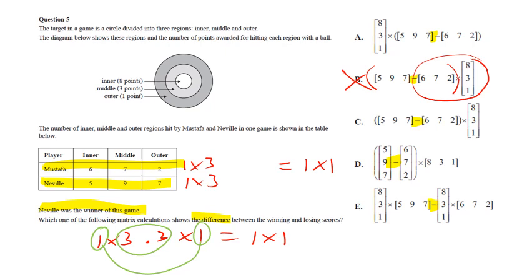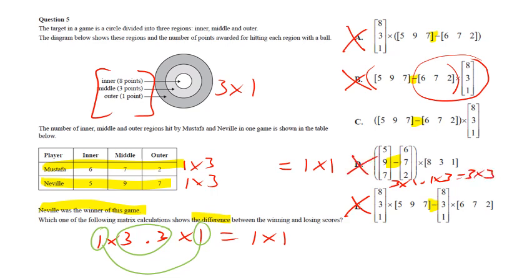So we know that the correct order is the Mustafa and Neville's before the scores, and the scores you can see are up here. That looks like being a 3 by 1. So the scores have to be second. So that eliminates A, and that eliminates E. So it is between C and D. And if you look at D, they're vertical, not horizontal. It's all the wrong way around. If you think about it, this is going to be a 3 by 1 and a 1 by 3. You can multiply them, but you'll end up with a 3 by 3.